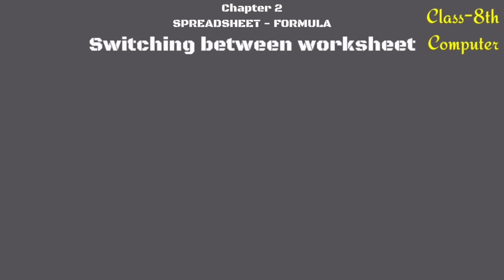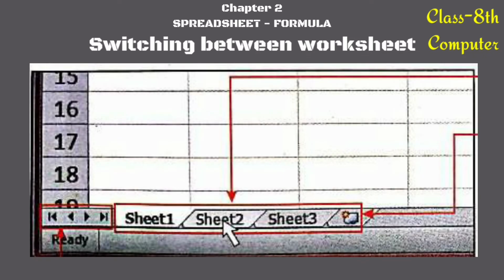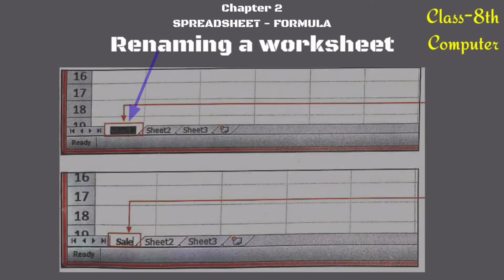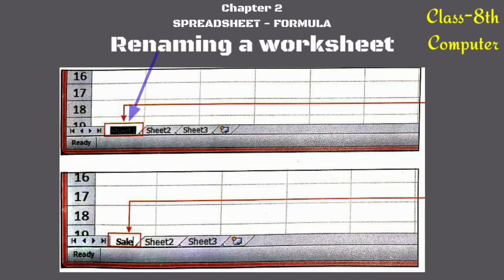Next we have switching between worksheets. Suppose you are working in sheet 1 and you want to switch to sheet 2 or sheet 3 for entering data, then you can click on the sheet in which you want to work. That sheet will open. We have renaming a worksheet. For renaming a worksheet, just double click on the sheet name which you want to rename, enter the new name and press enter key. The name will change.